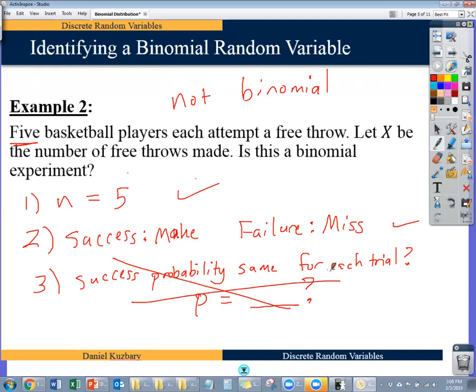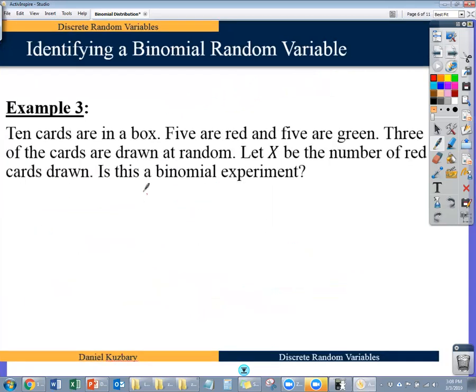Here, we don't have a success probability that's the same. We just don't. All 5 players have different probabilities. This can't be a binomial. I'm not going to check the other things because I already got my answer. It's not binomial. Let's look at another one.